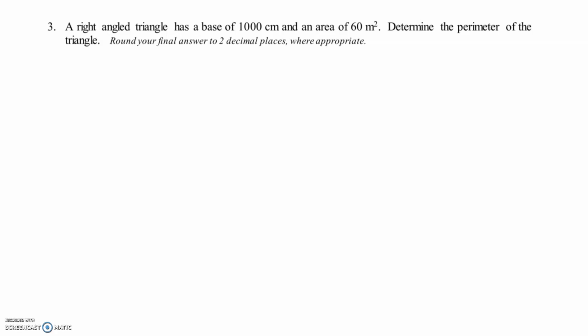So we're finishing our Pythagorean theorem lesson with our last example, number 3. It says a right angled triangle has a base of 1,000 centimeters and an area of 60 meters squared. Determine the perimeter of the triangle.